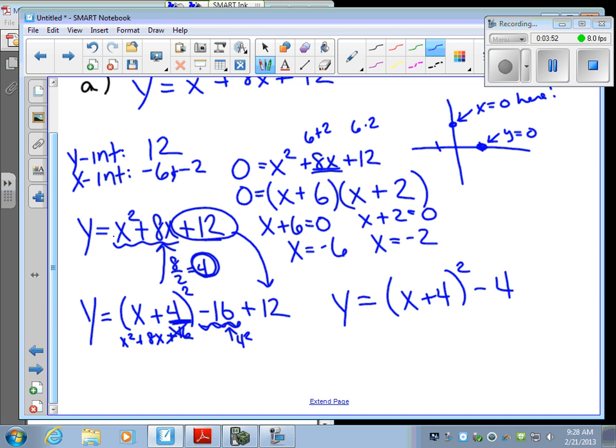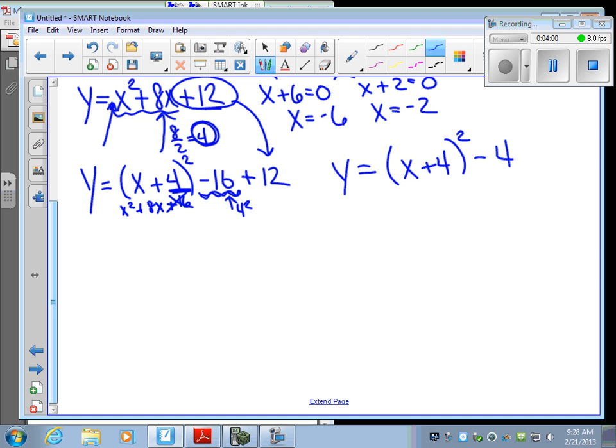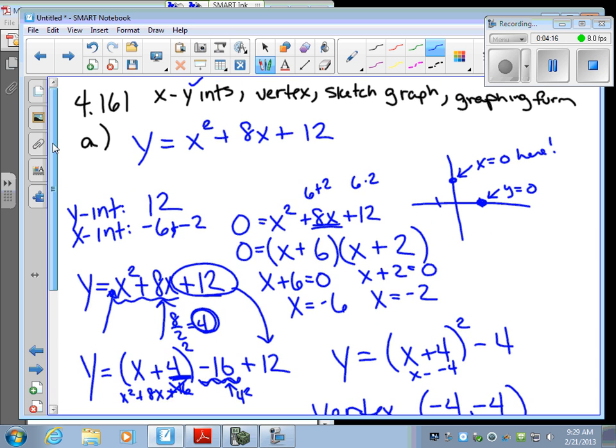Now the a value is already given to me. There would be a number here if there was any a value on there. We haven't really talked about what to do in that case yet, but we will. So now I've written it in the form, and now I can see the vertex is negative 4, negative 4, because this is x minus negative 4, and this is a negative 4 here. And that's all they wanted for that one.